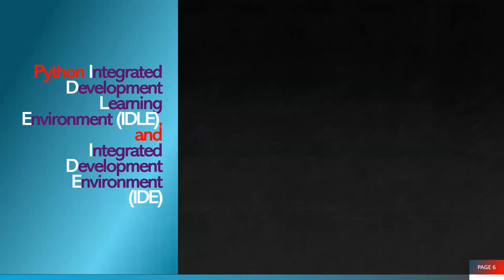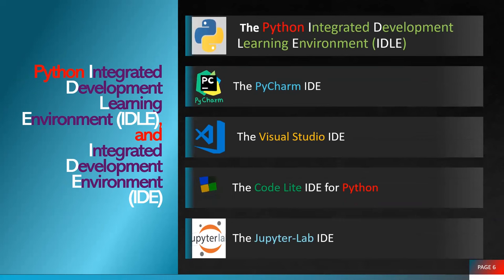So the Python Integrated Development and Learning Environment is also called IDLE. And then the Integrated Development Environment, IDE, which in this case we're going to use PyCharm, built by JetBrains, and Visual Studio Code, VS Code, by Microsoft, which is open source, and then CodeLite for Python, and then the JupyterLab IDE that we are going to demonstrate.